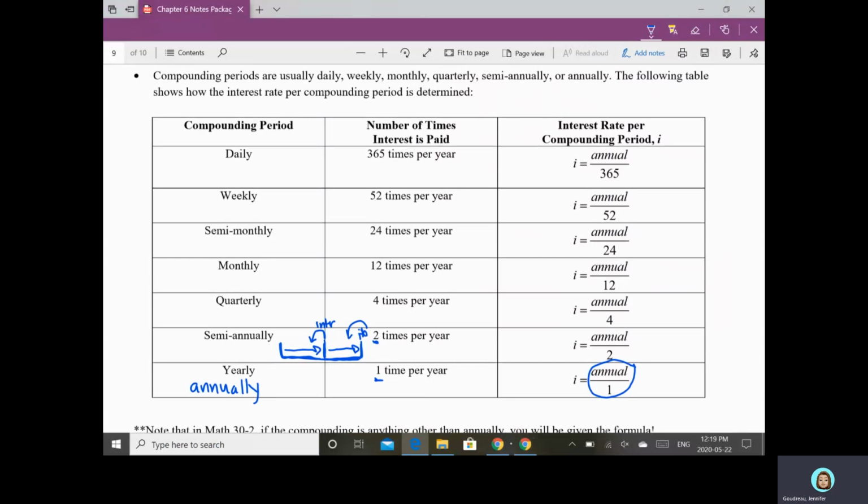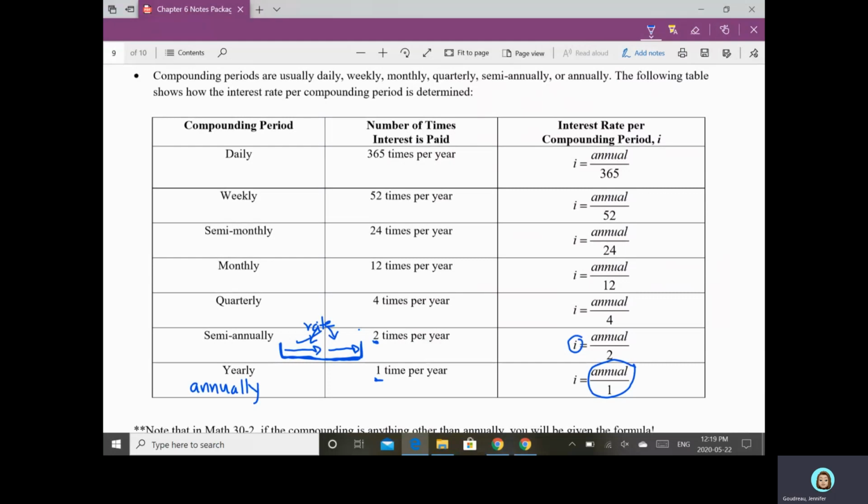Well, what does that mean in terms of our I? What does that mean in terms of our interest rate? What that means is our interest rate, which is given over the entire year, is also taken and divided up into two parts. So we take our annual interest rate and divide it into two because we are taking the year and dividing it into two parts.